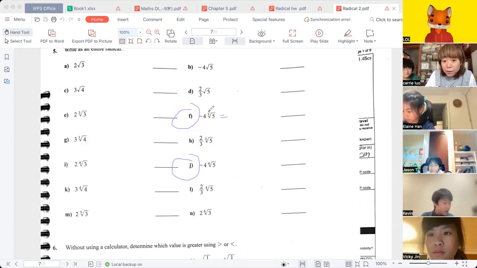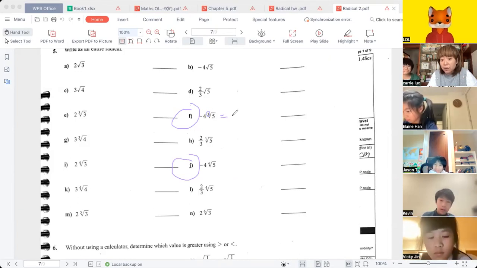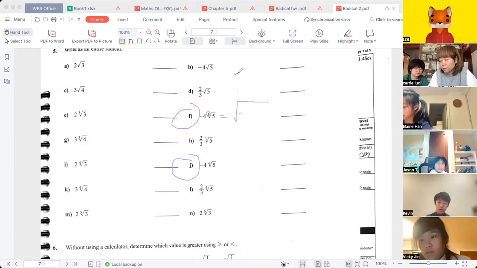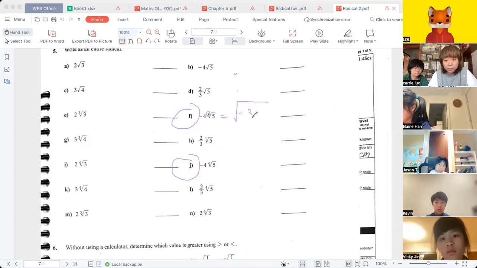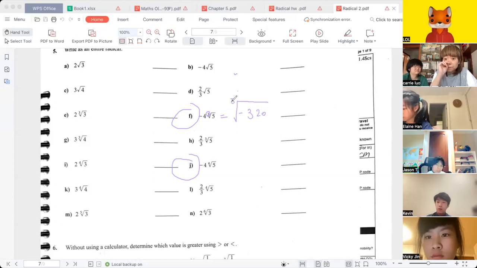但是我们看一下，对 F 这道题目来讲，for number F, you can leave it out or put it in. It's up to you. Because why? The power is an odd number. So basically, I can put the whole thing as negative 64 times 5 equals 320. And power 3. Get it? Get it, everybody?